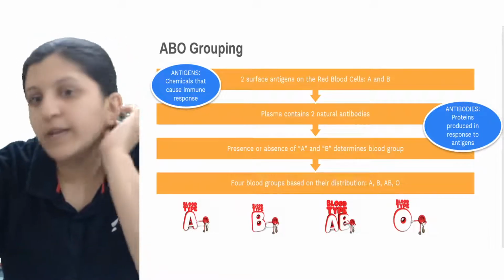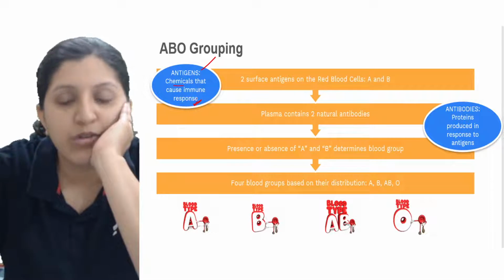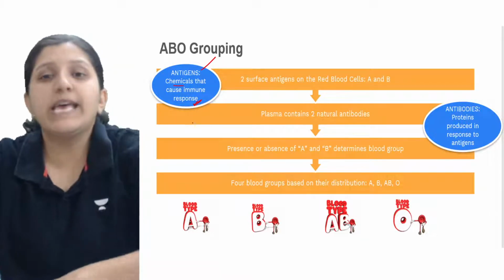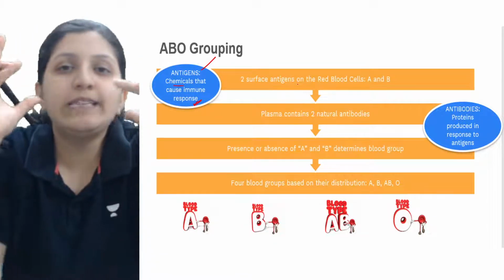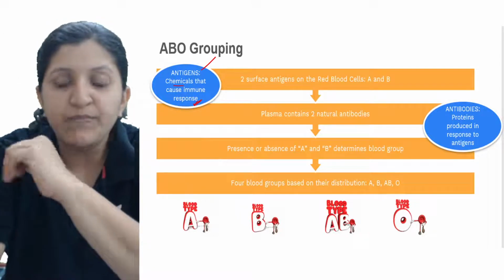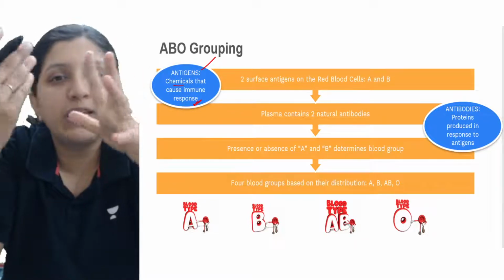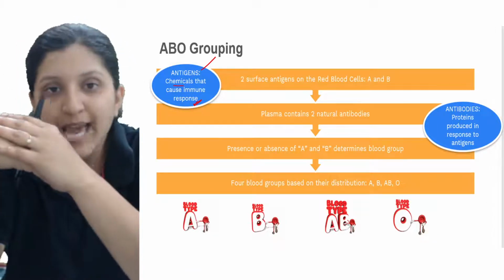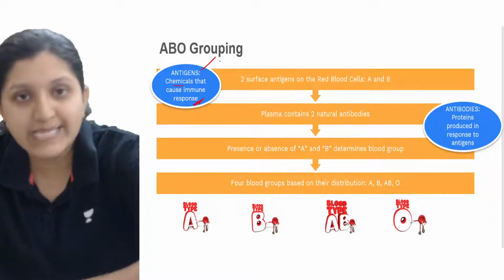So now let's have a look at what exactly the antigen and the antibody are here, okay. An antigen is a particular chemical that causes an immune response, okay. It is basically anything which can create antibodies in your body. It is usually a foreign object, okay. The foreign object which is going to create the antibodies in your body, that we call the antigen.